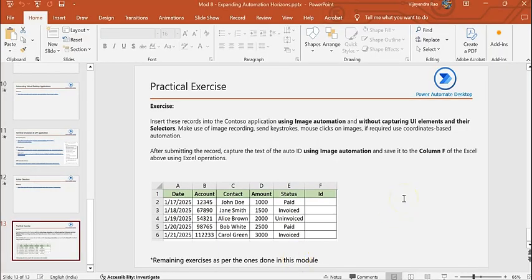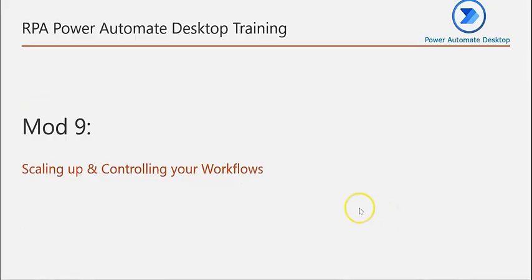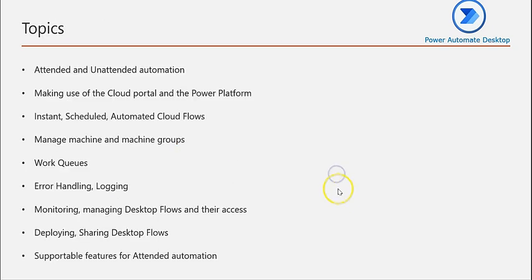Any other question? Okay. I'll close module 8 and we are on module 9 now. So we are on to module 9 now, that is scaling up and controlling your workflows. Scaling up, like scaling up from desktop to cloud flows. We are now going to make use of cloud flows, where it is going to be used, how it is going to be used, and how to monitor, control, schedule, all those things in module 9.